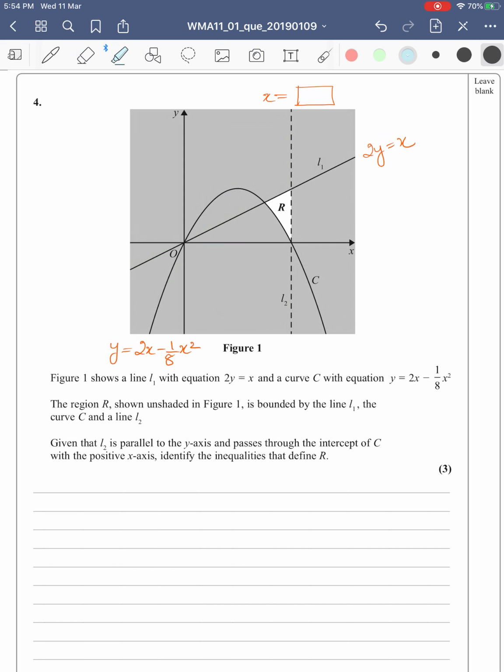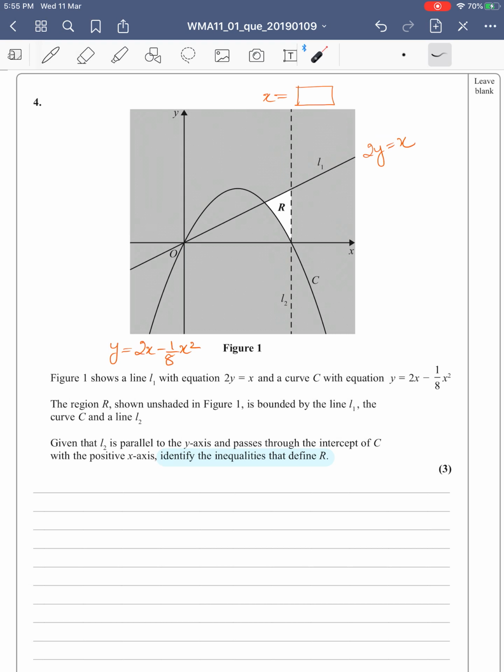So, in this question, the main idea is to identify the inequalities that define R. Alright, let us look at the region R. The region R is bounded by this straight line, which is 2y is equal to x, by this dotted line, we don't know the equation of this line, and by this curve. Since the region is defined by these three lines and one of them is missing, the first thing we need to do is to find the equation of the missing dotted line.